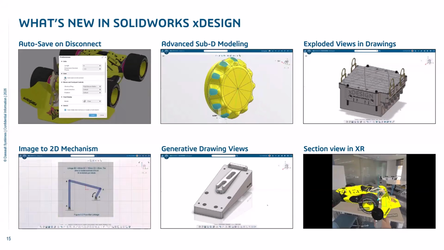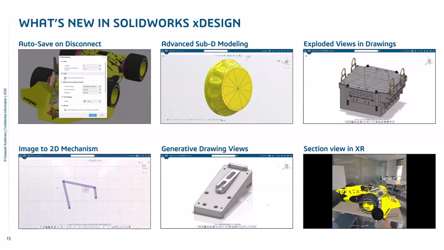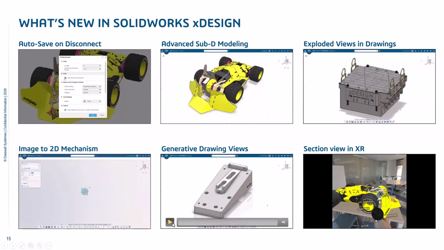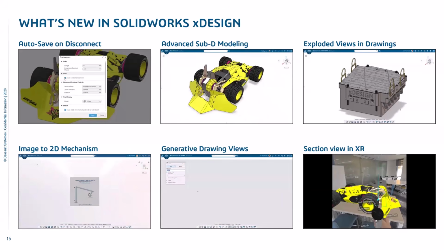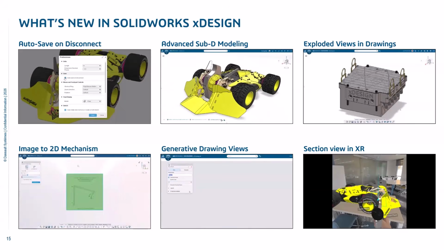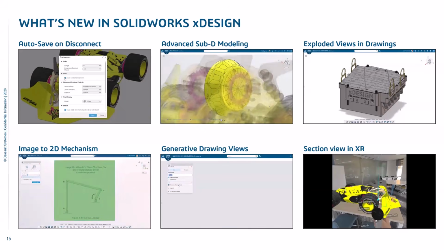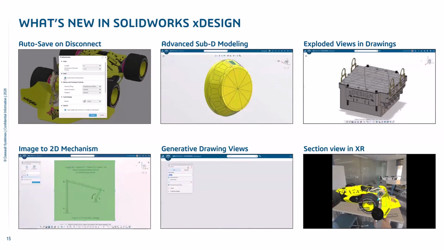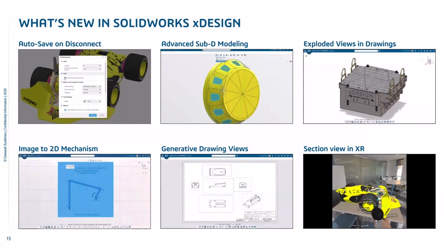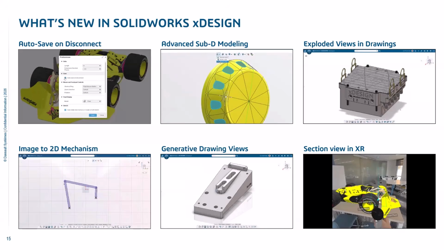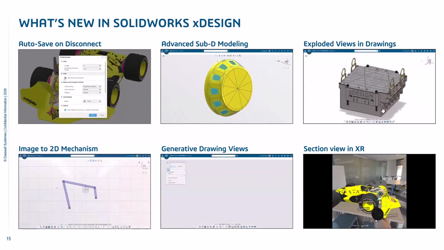I mean, trying to model that in regular parametric modeling would take forever, and this is just instant with pushing and pulling. There's also generative drawing views, which is really, really cool. This also uses the power of AI to eliminate repetitive drawing tasks by being able to generate drawing view creations and even automatically generate your views for you with just one click. So it's super cool to be able to do that.